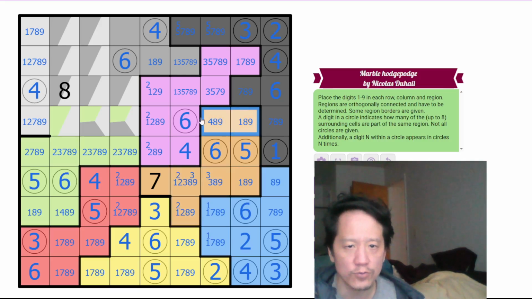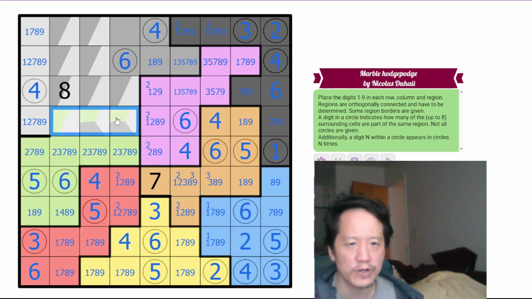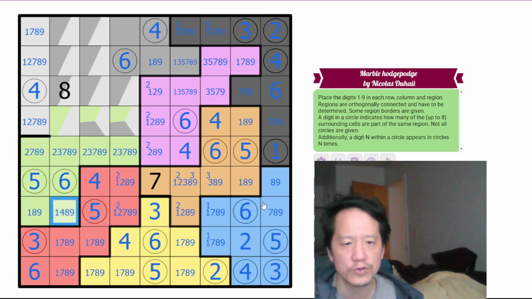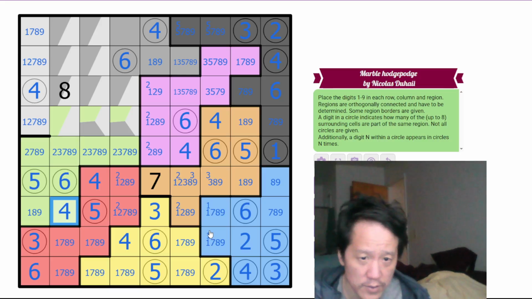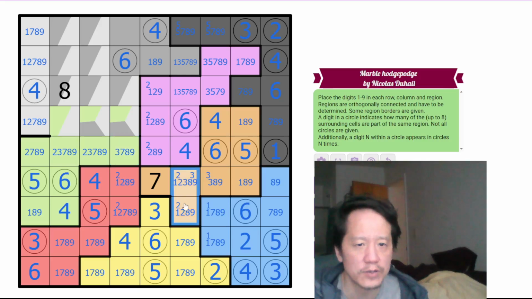This can't be 4. Where's the 4 in the orange region? It must be here. So this is 4. We no longer have... So green cannot have a 4 here. 4 cannot be here, 4 can't be here, 4 can't be here. Where's the 4 in the green region? It has to be here. One of these two must be a 2, so this cannot be a 2 here.